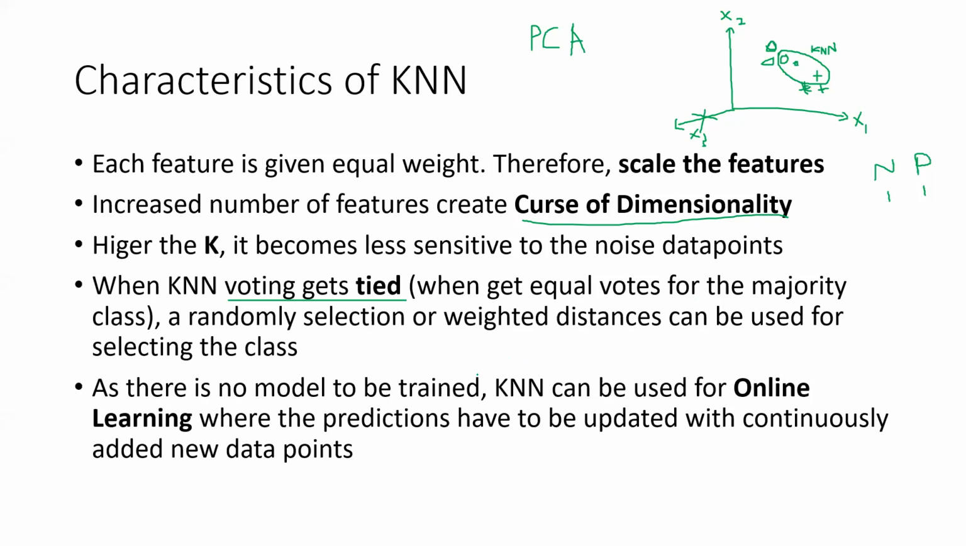And k-nearest neighbors can be used for online learning. Online learning is when new data arrives, we can make predictions faster with the newly available data without making much more complex computations for training and so on. Because of that, k-nearest neighbor is good for online learning.